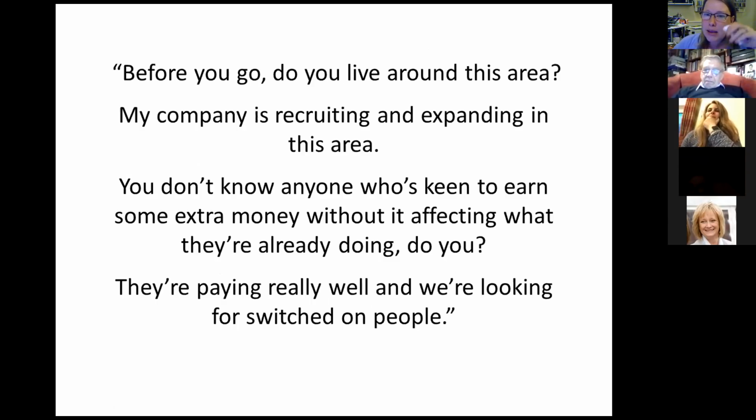As it happens, my company is recruiting and expanding in this area at the moment. I don't suppose you know anyone who's keen to earn some extra money, or maybe this might be of interest to you. It wouldn't affect what you already do, but it gives you choices that might help you get out of it. They're paying really well, and we're looking for switched on people at the moment. Might that be something that might have interest you potentially? Possibly. What's it all about?